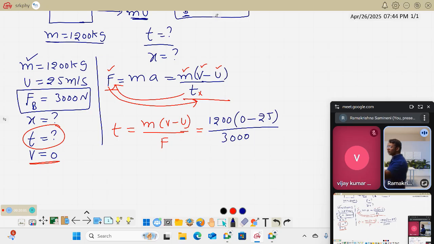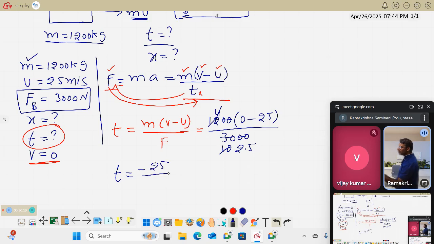Now you solve it. Remaining everything is calculation. The 2 zeros cancel, and here 3 tens and 3 fours, and this 4 value is cancelled by 2.5. 4 times 2.5 is equal to 10. So time t is equal to 0 minus 25, which is minus 25, divided by 2.5. 2.5 I can write as 25 by 10. That 10 in the denominator always goes to the numerator. So it becomes minus 250 by 25.